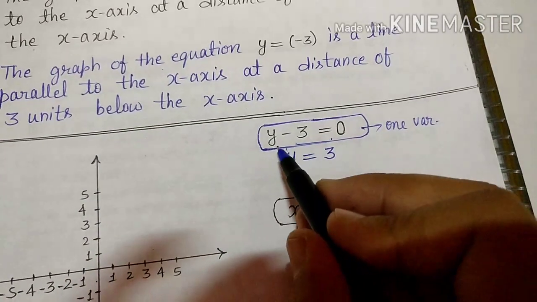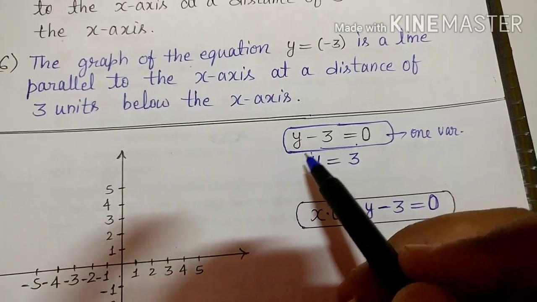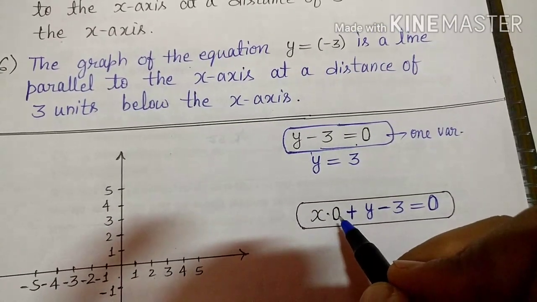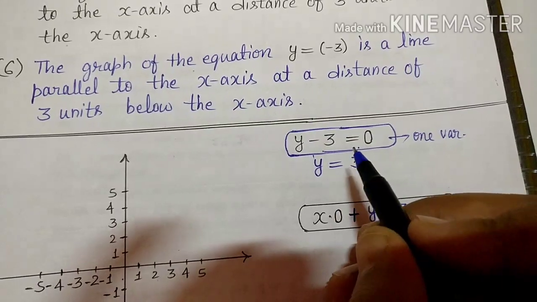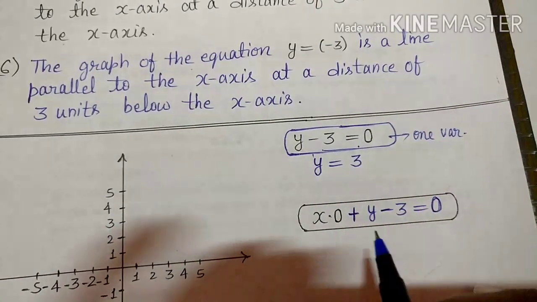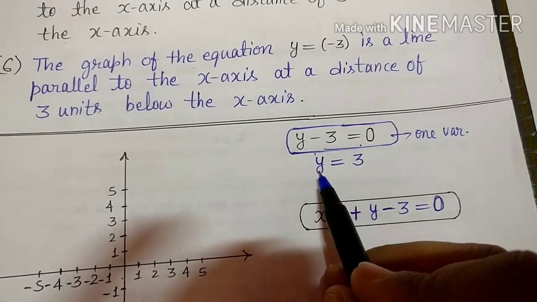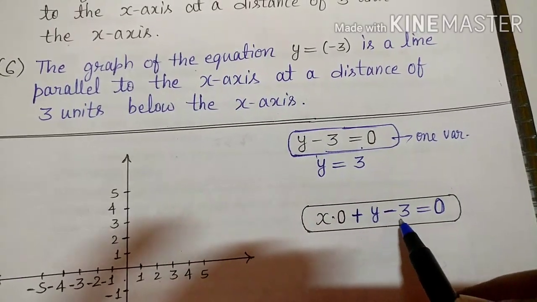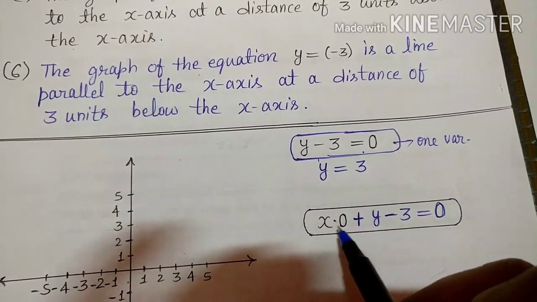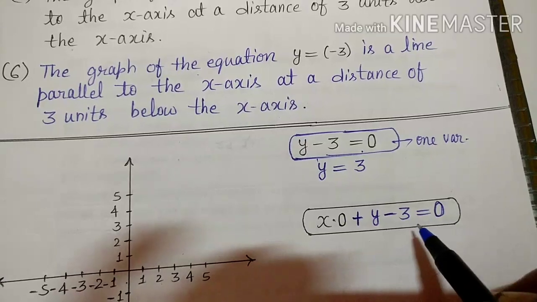So how can we write it? In place of x, which is not given, only y is given, so we can write x multiplied by 0. It will not make any difference in this equation; the equation will remain the same. Plus y minus 3 comes as it is, equals 0. So x times 0, plus y minus 3 equals 0 remains the same.